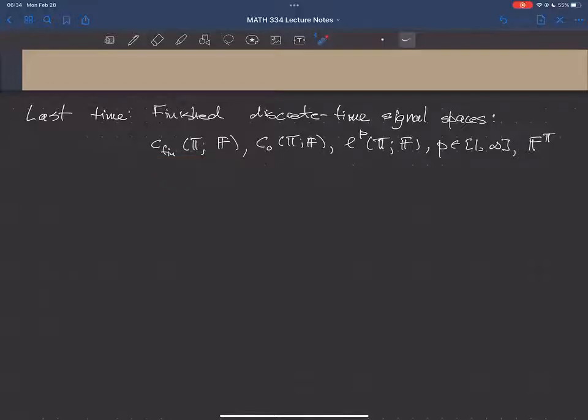So in all of these cases, T is a discrete time domain. That's the case we're interested in. And in all of these cases, we had precise definitions for what these spaces were, and we had enumerated some of their properties, algebraic properties and sort of analytical properties in terms of their attributes as normed vector spaces, okay? So this time, we'll begin what will be a lengthy discussion of continuous time signal spaces.